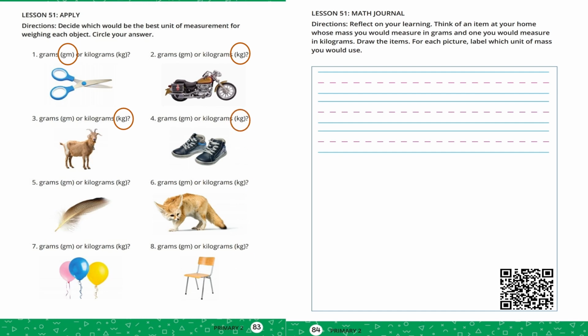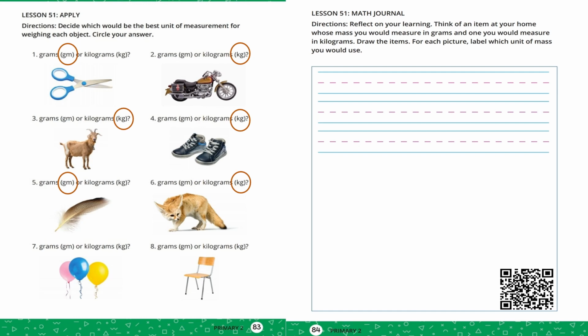Number 5, feather. Feather is heavy or light? Feather is light, so we make a circle around the gram. Number 6, wolf. Wolf is heavy or light? Wolf is heavy, so we make a circle around kilogram. And you can complete this page.